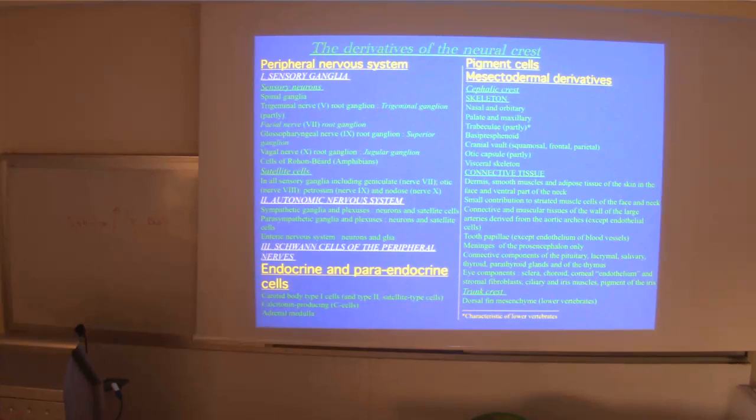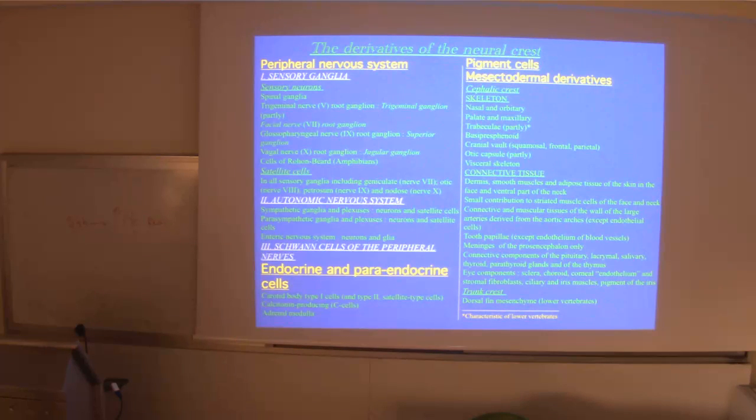So let me go very briefly through this list. It's not an exhaustive list. You don't have to know it by heart, but it's an important list. You will see why. So first of all, among those derivatives of the peripheral nervous system, sensory ganglia.